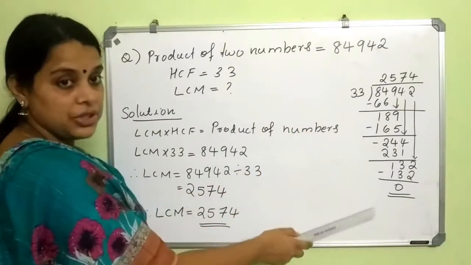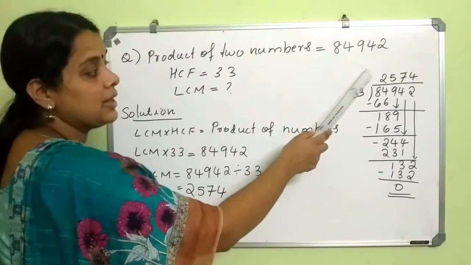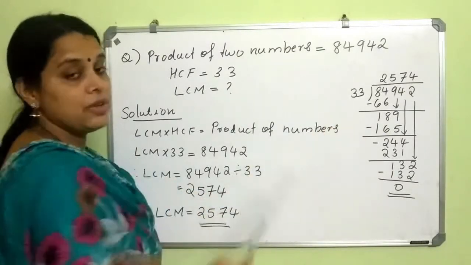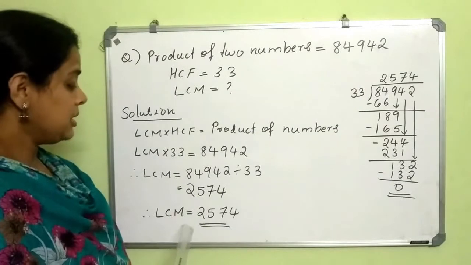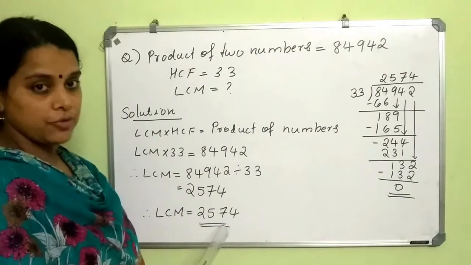Therefore, LCM is equal to 84,942 divided by 33. We can do the division like this. We will get the quotient is 2,574. Therefore, the LCM is 2,574.